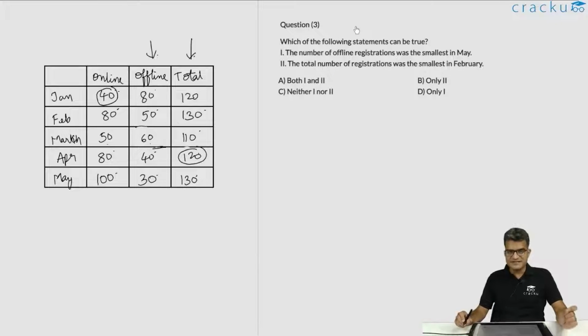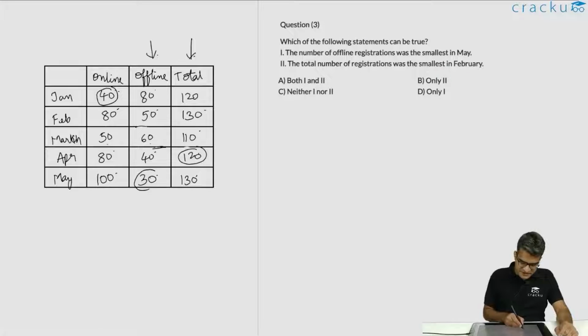Which of the following statements can be true? The number of offline registrations was smallest in May. This is true. The total number of registrations was smallest in February. This is not true. The total number of registrations was smallest in March. So only one is true.